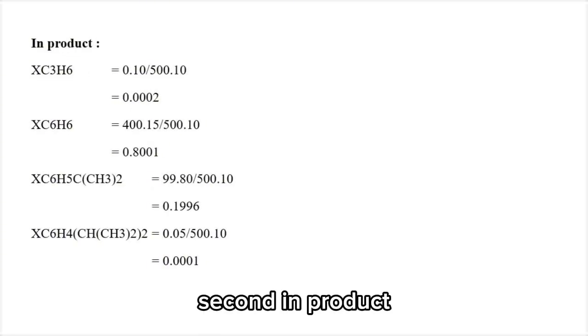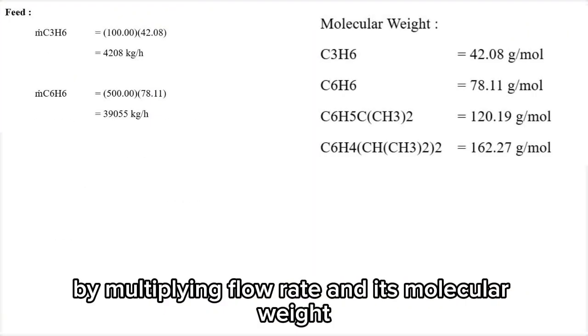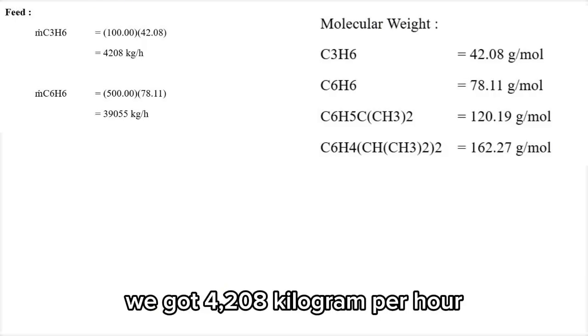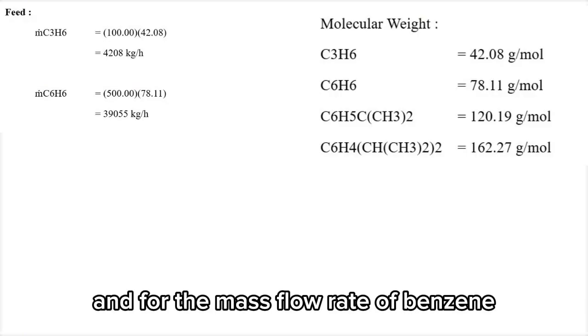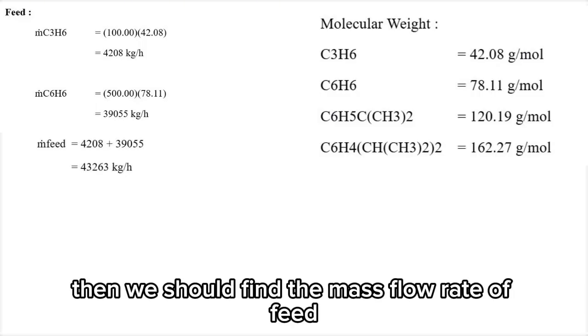Second, in product. Lastly, finding mass fraction. In feed, we should find the mass flow rate by multiplying flow rate and its molecular weight. Mass flow rate of propylene, we got 4,208 kg per hour. And for the mass flow rate of benzene, we got 39,055 kg per hour.